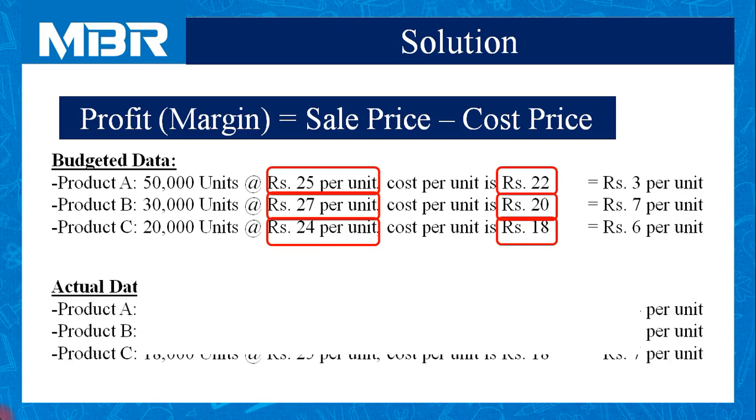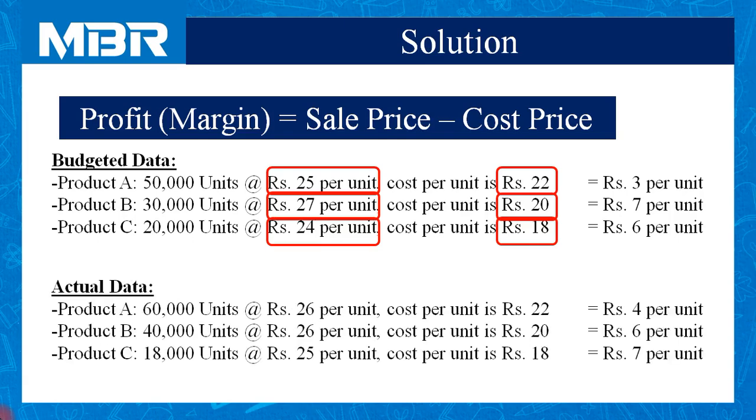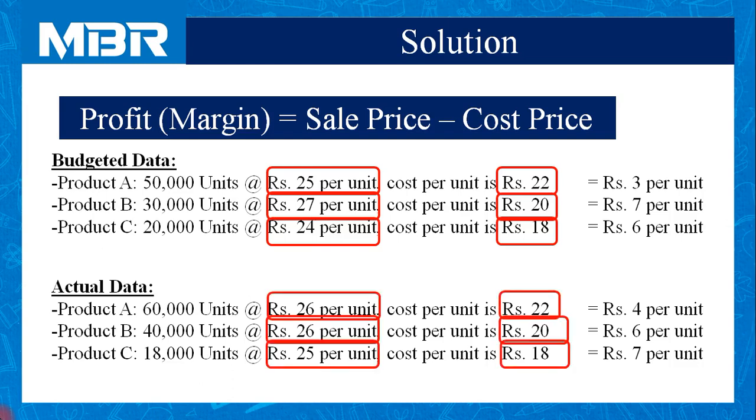Now, as far as actual data is concerned, we have information of sell price, but information of cost price was not given. So on the basis of the assumption, we have considered budgeted cost as actual cost because it is the only option that we have and we can apply it for the solution of a problem of this particular nature. Now, sell price for A 26, cost per unit 22, profit per unit is rupees 4. In the same way for B, profit per unit is rupees 6, and for product C it is rupees 7 per unit.